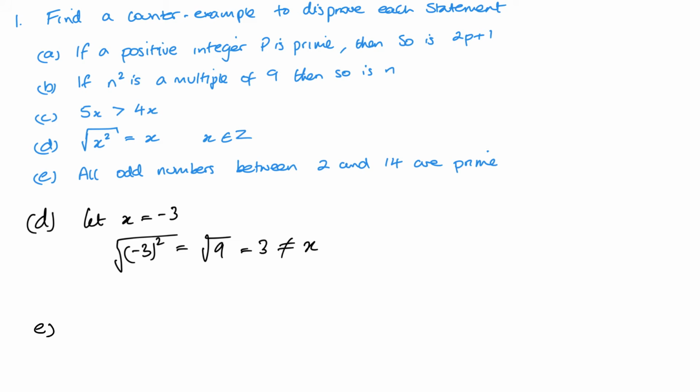And then E, all odd numbers between 2 and 14 are prime. Well, 9 is odd, between 2 and 14, and not prime. Again, don't forget to say at the end that your statement is false or that you've disproved the statement.